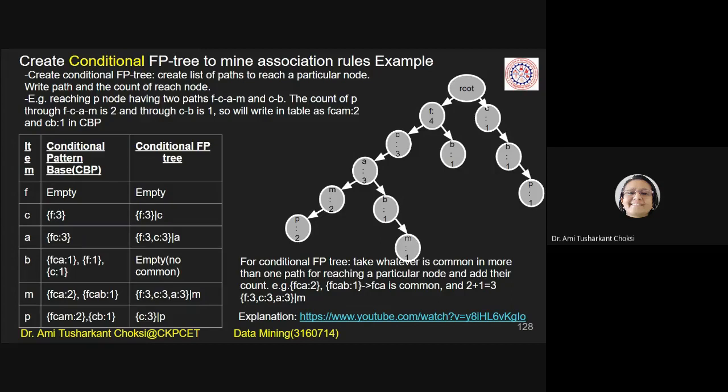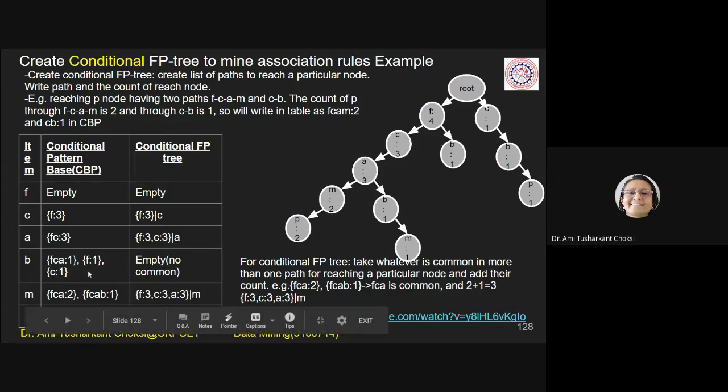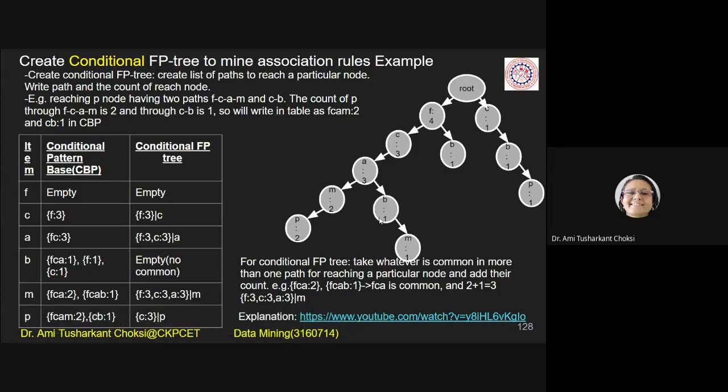Let us go to A. When we want to reach A, the path to reach the A node is F4, C3, fine? And this is A3. So what is the minimum count? That is 3, fine? So I can write it as FC3, or otherwise you can write it as F:3, C:3, the way people are writing, okay? That is to reach a particular node, that is A. Okay, so let us go to the B node. How can we do that? B node, where is it? It is here. So what do we say about that?